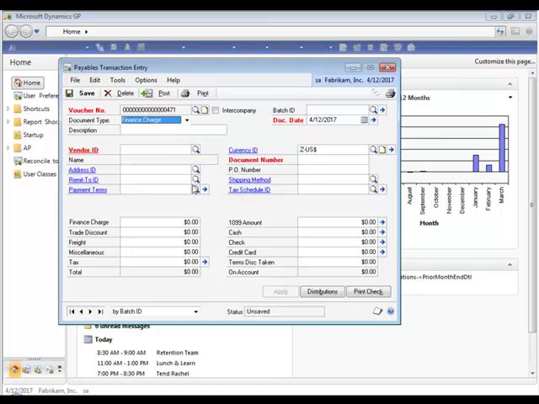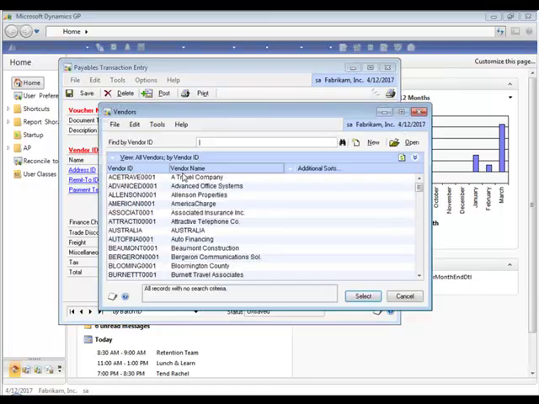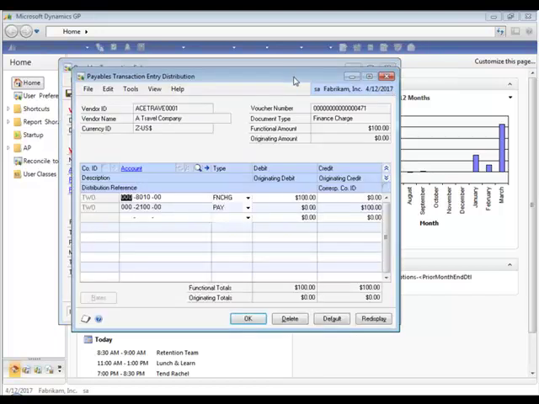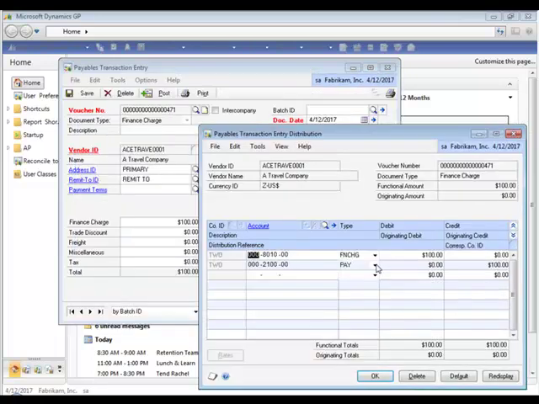If I were to go to a finance charge for Ace Travel, and I were to put in an amount, the distribution window would put that to a type of finance charge. So some of these types over on the primary window will drive a type on the secondary window. Some of them are purchases, some of them are finance charge. What about trade discounts? Well, trade discounts come in on this line here.